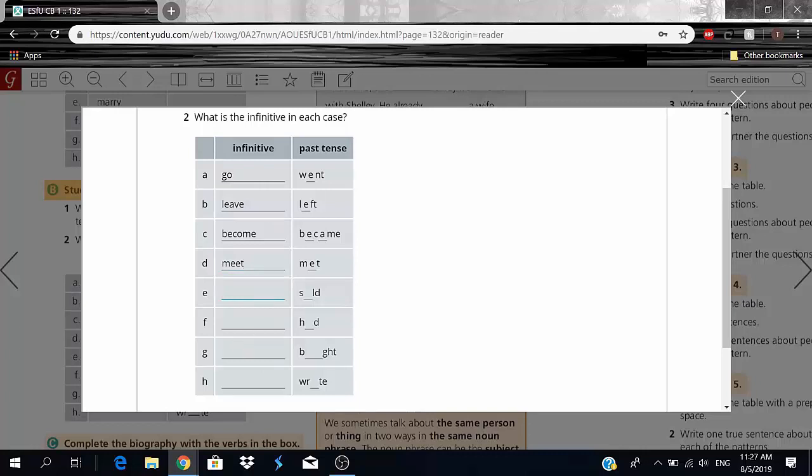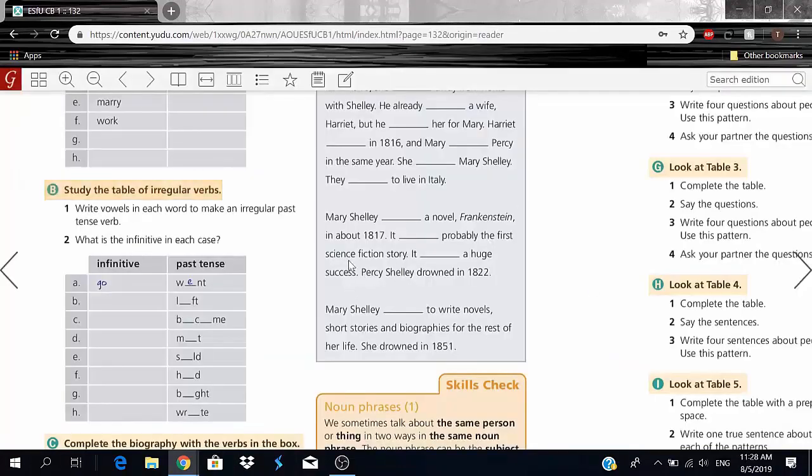Okay, e will be sell, and sell in past tense is sold. Oh, sell, sold. Okay? F will be have, because the past tense of that is had. Okay? Then we have G, buy, bought, B-O-U-G-H-T. G-H is silent, by the way, you guys. So, bought, boat. I bought it. Okay? H will be write. Past tense of that will be wrote. Change the I to O. Okay? Easy peasy. Let's move on.